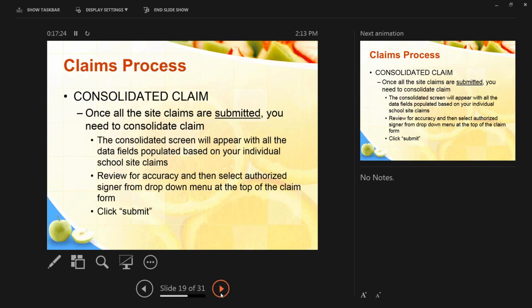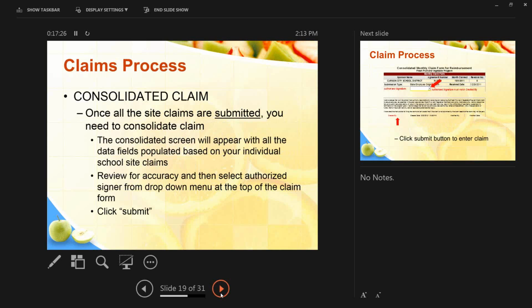So once all the site claims are submitted, you need to then consolidate the claim. The consolidated screen will appear with all the data fields populated based on what you already entered in for your school sites. You want to review that for accuracy and then select the authorized signer from the drop-down menu at the top of the claim form. And we'll show you a screenshot of that on the next slide. And you want to be sure and click that Submit button.